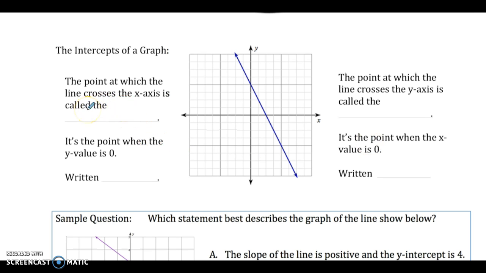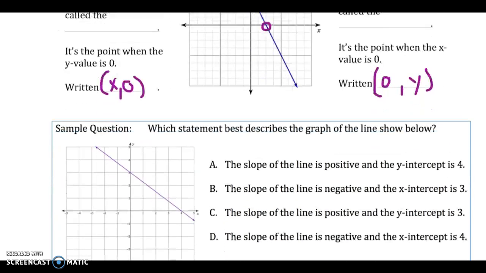Remember, on the x-axis is what we call the x-intercept. That's going to go here, x-intercept. And as always, for the x-intercept, the y value is going to be 0. So that's extremely important to remember. And then for the y-intercept, the x value is always 0. Okay, and again, those intercepts are just where they cross the x or y axis.